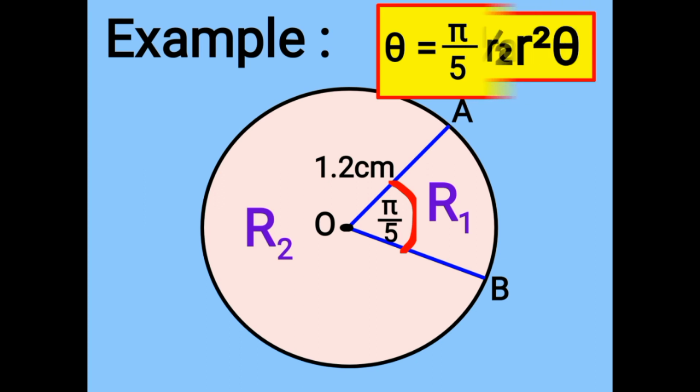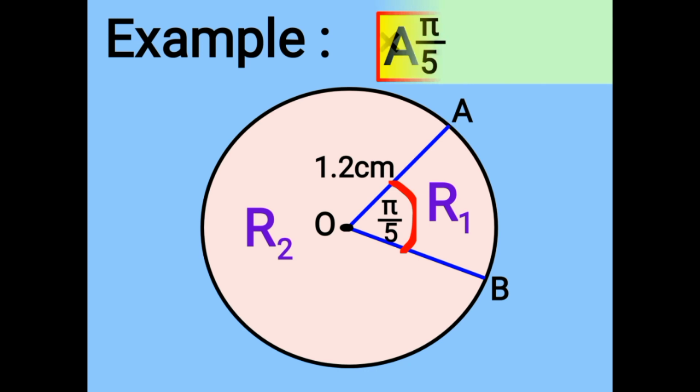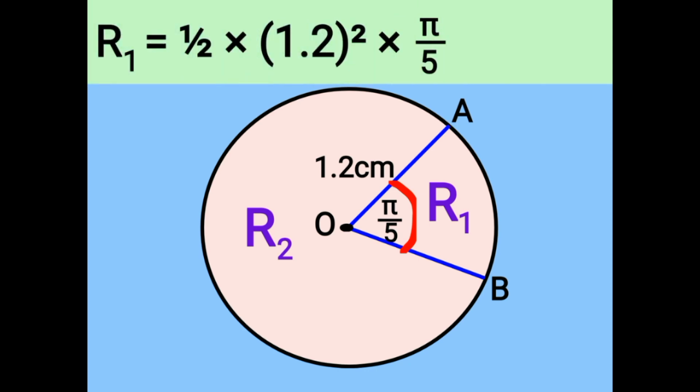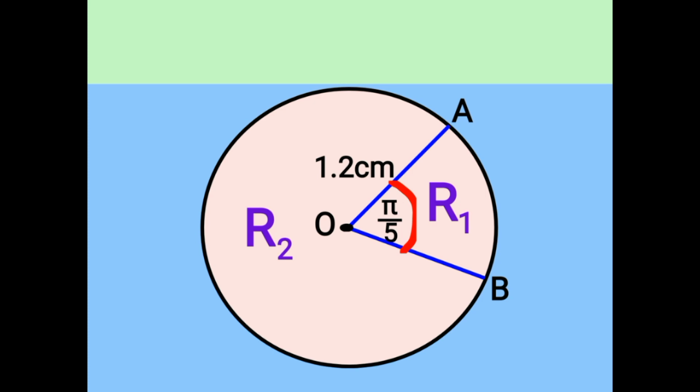So, using the formula A equals half r squared theta, the area of the minor sector AOB is R1 equals 1/2 times 1.2 squared times pi over 5. So, R1 equals 0.72 times pi over 5 equals 0.144 pi centimeters squared. Here, I left the answer in pi. Now, to calculate the area of the major sector R2, we can use two methods. First, we can calculate the total area of the circle and subtract the area of the minor sector from it to find the area of the major sector.